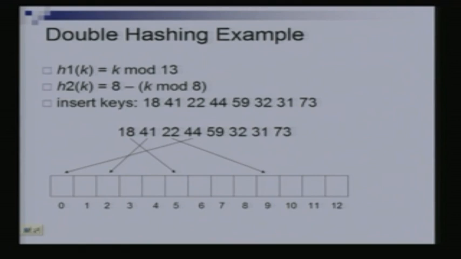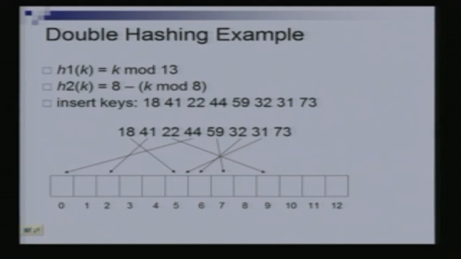59 mod 13 is 7. So 59 would go to location 7. 32 mod 13 is 6. So 32 would go to location 6. 31 mod 13 is 5. So we go to location 5.